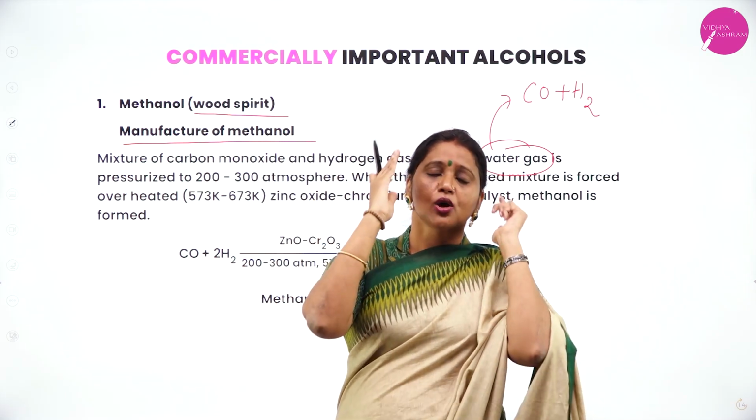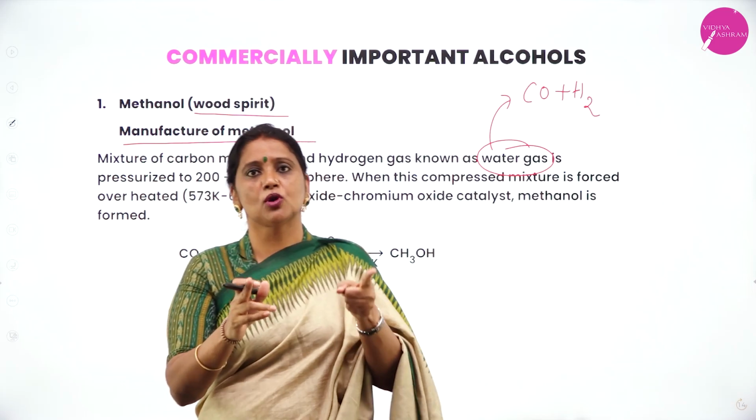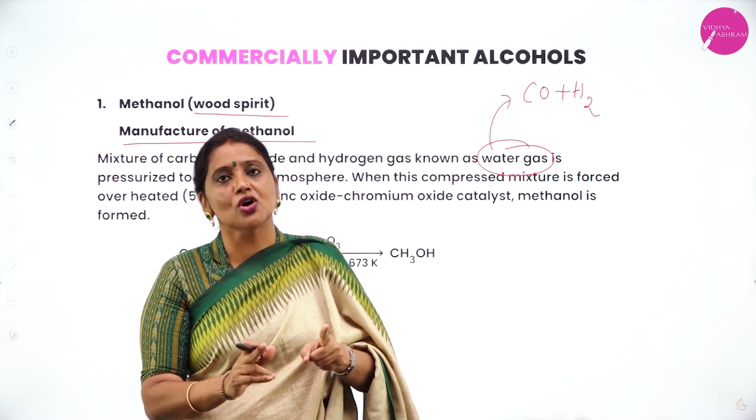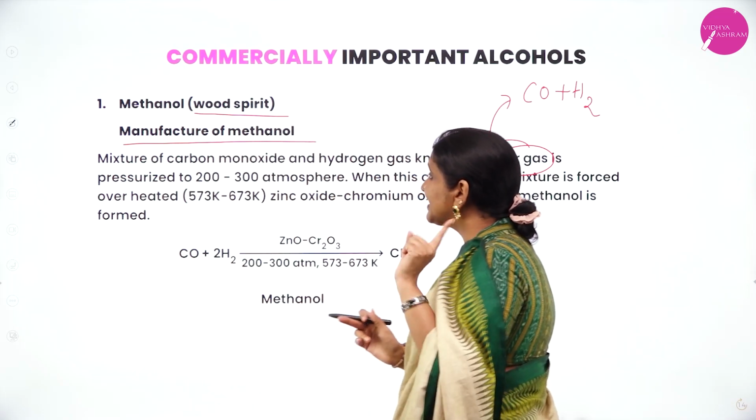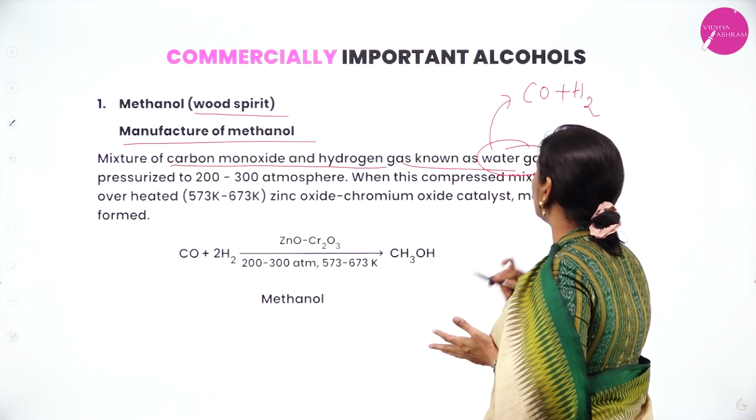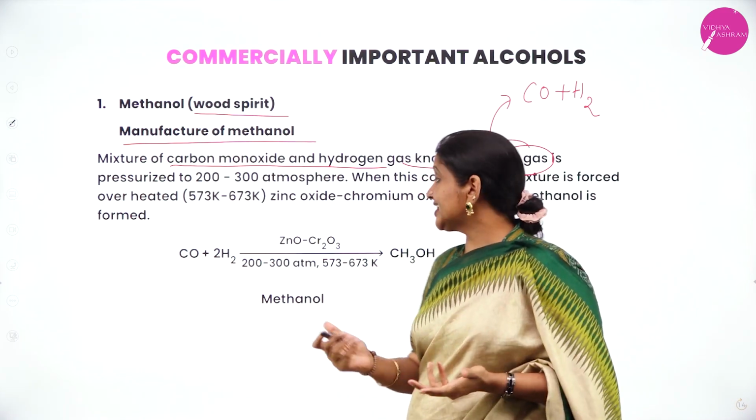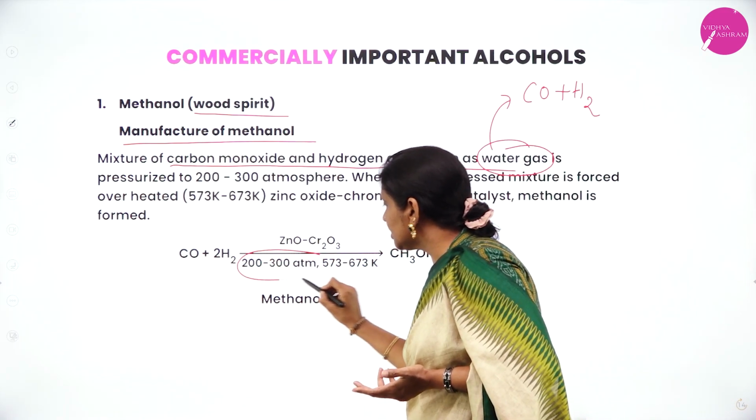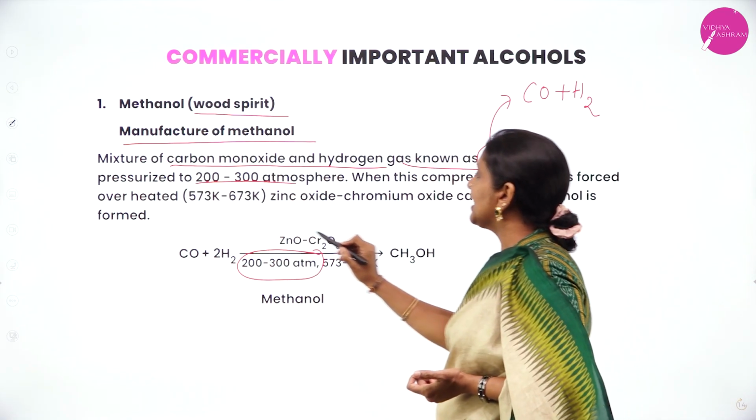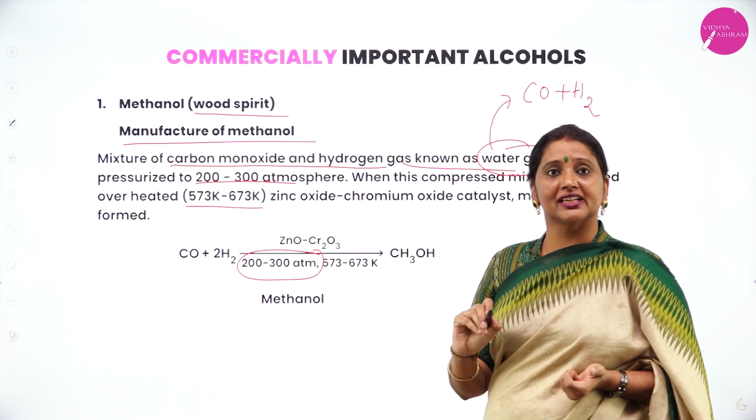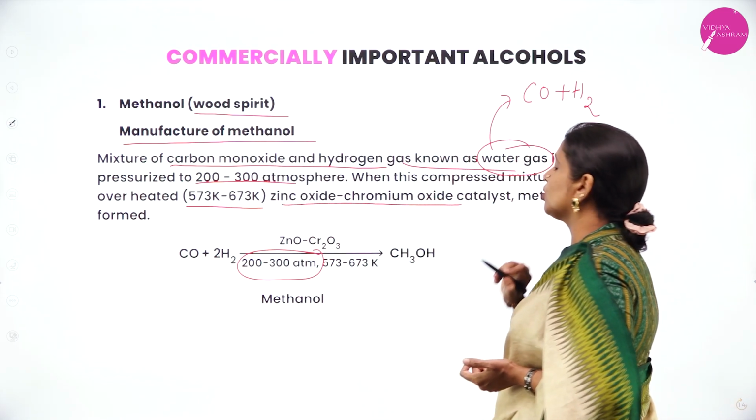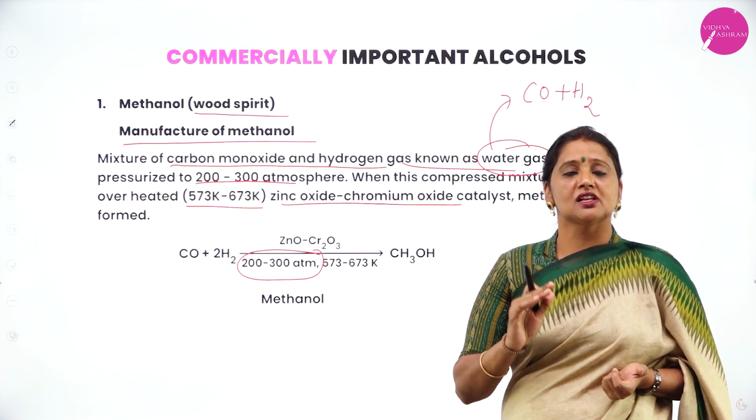Water gas is a mixture of carbon monoxide and hydrogen. Producer gas is a mixture of carbon monoxide and nitrogen. Water gas is pressurized at 200 to 300 atmospheric pressure, and the temperature is 573 Kelvin to 673 Kelvin, in the presence of zinc oxide and chromic oxide catalyst.